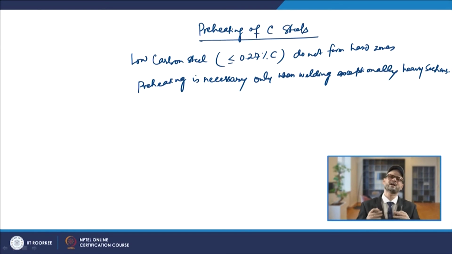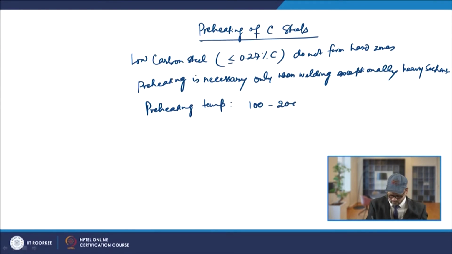When we talk about carbon steels where the carbon is more than 0.2% in heavy sections, in those cases we require preheating. The preheating temperature will vary from 100 to 200 degrees centigrade.